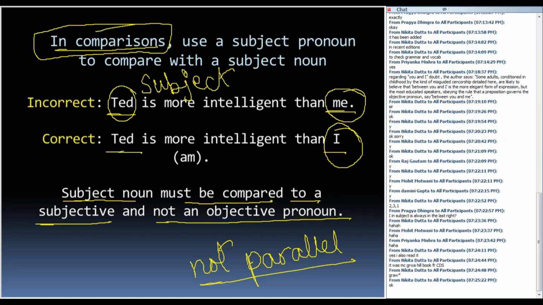Remember this. Many people say Ted is more intelligent than me. That is wrong. He is better than me. He is better than I am. So in comparisons, to maintain equity with a subjective noun, you will have to use a subjective pronoun, not the objective case.